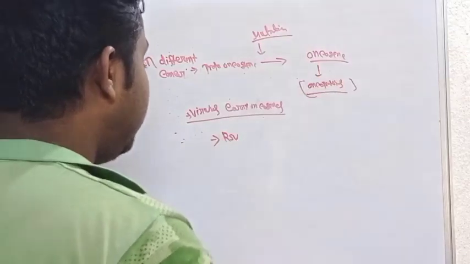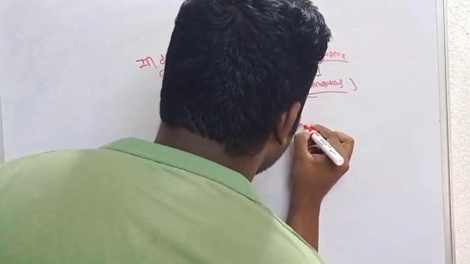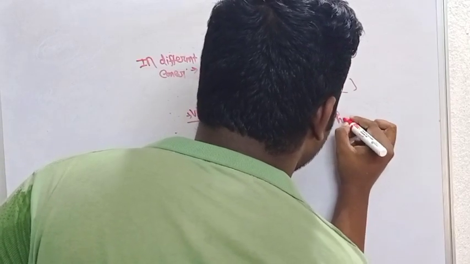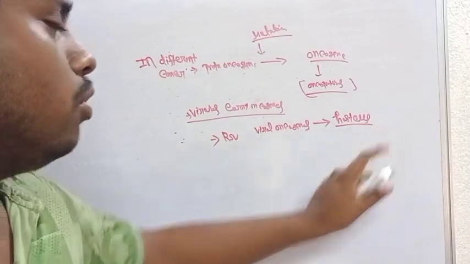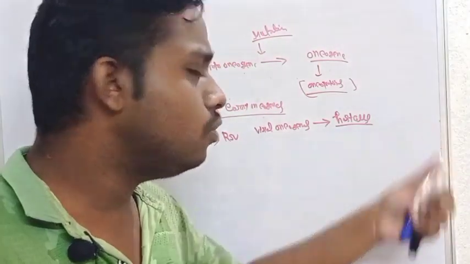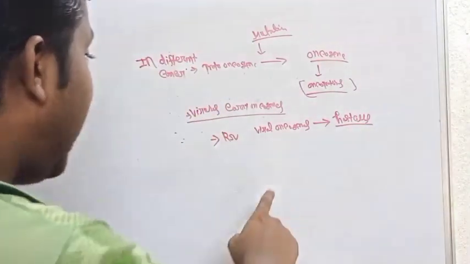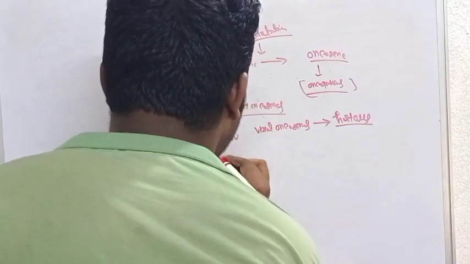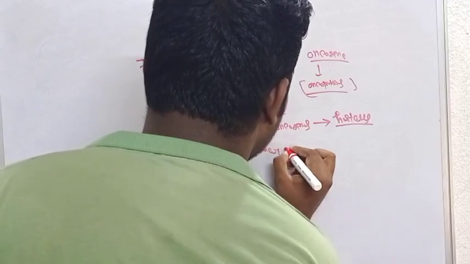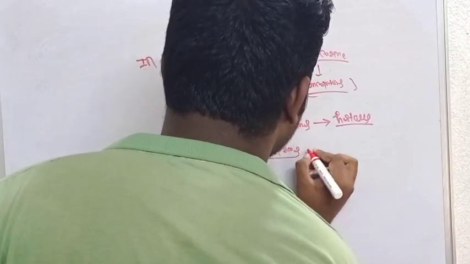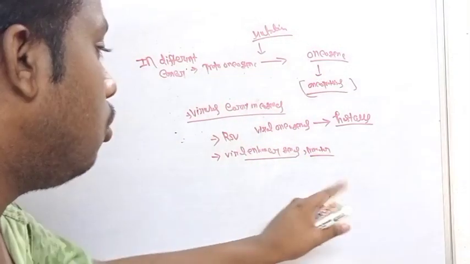These viral oncogenes are transmitted into host cells, and the host cells are converted into cancerous cells due to transmission of these viral oncogenes. Any kind of viral gene, viral enhancer, or promoter gene also leads to activation of some oncogenes in the host cell.